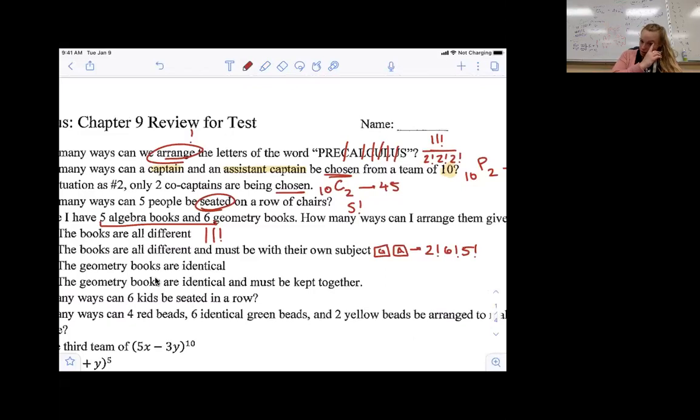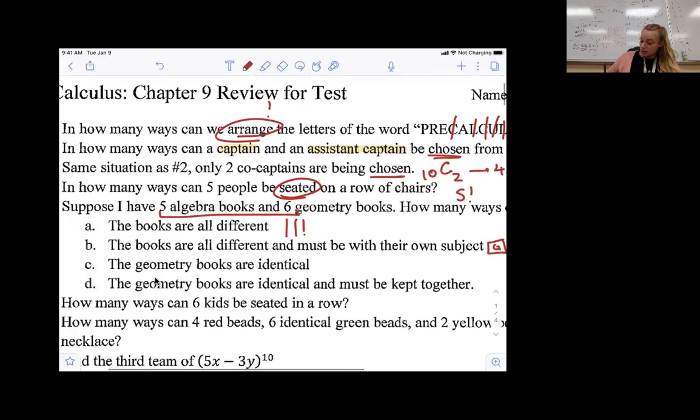Letter C says all the geometry books are identical. It doesn't tell me anything has to be together. So I ask myself, how many items am I arranging? I'm arranging all the books. There's no other notice on what else I can do. So it's going to be 11 factorial.